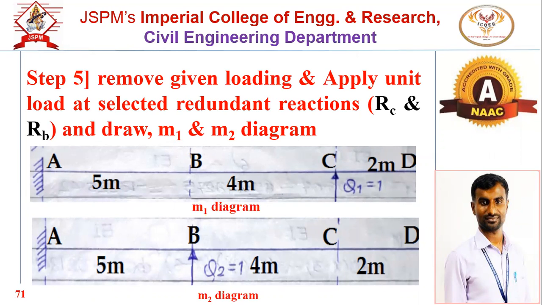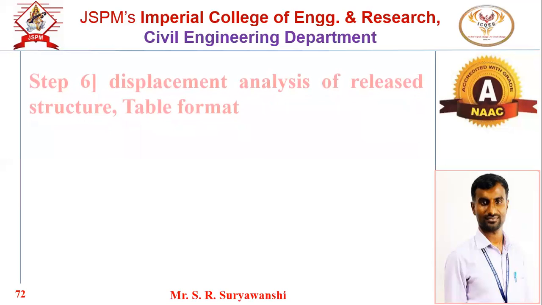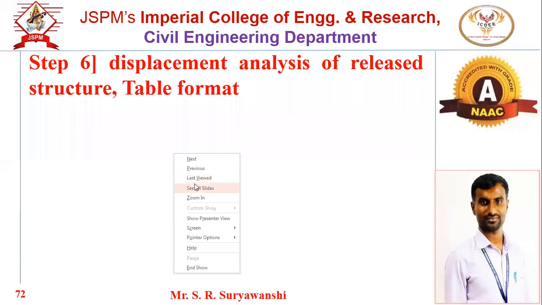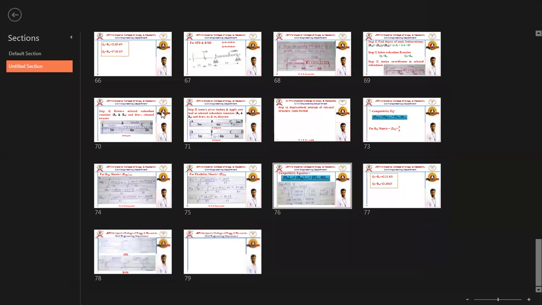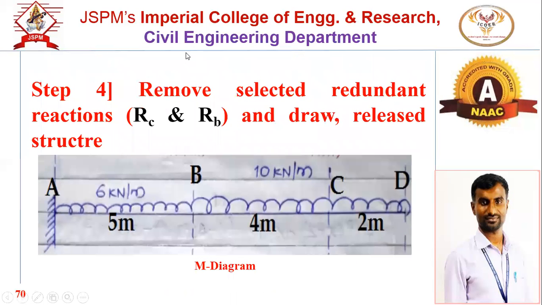Okay. Now next, we have to prepare the table format. Now here, in this particular diagram, what change will I do? I will consider right end point D as the origin for all the zones.